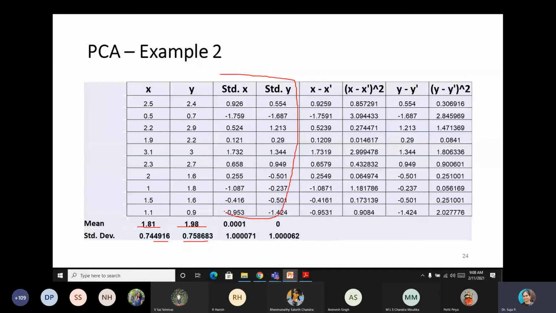The first step: 2.5 minus 1.81 divided by 0.74 is 0.926. Similarly, 2.4 minus 1.98 divided by 0.75 is this. Likewise, for all the data we have to do this and keep it. This is the standardized data set. And now x minus x bar, that means this one, for the standardized data set only.